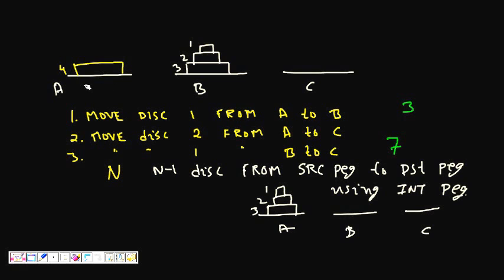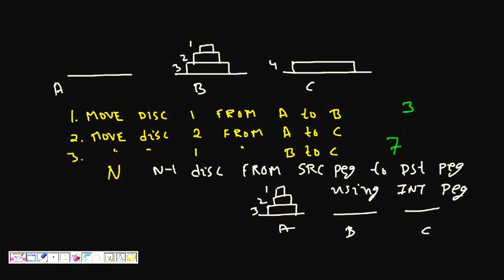Now what I do, I move disk 4 from A to C. So disk 4 comes here. This can be done, there is no problem. I move disk 4 from A to C, and that can be done in one step.